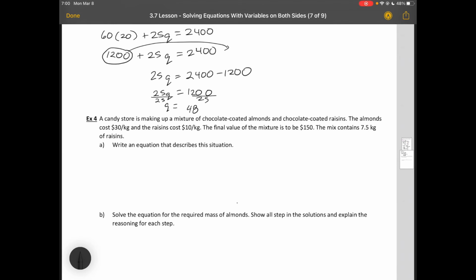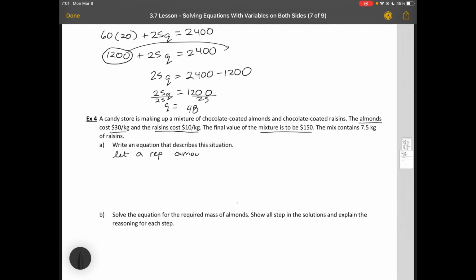In this example, a candy store is making up a mixture of chocolate-coated almonds and chocolate-coated raisins. The almonds cost $30 per kilogram, and the raisins cost $10 per kilogram. And I know that the final value of the mixture is 150. So in order to write an equation, the first thing that we need to do is define our variables.